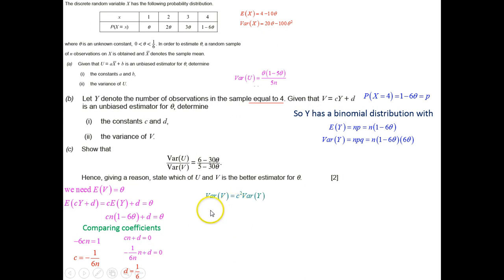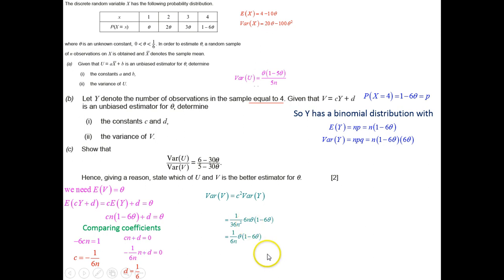The variance of V would be c squared times the variance of Y, squaring the coefficient, ignoring the d. So c is now minus 1 over 6n, so the square of that would be 1 over 36n squared times 6n theta times (1 minus 6 theta).